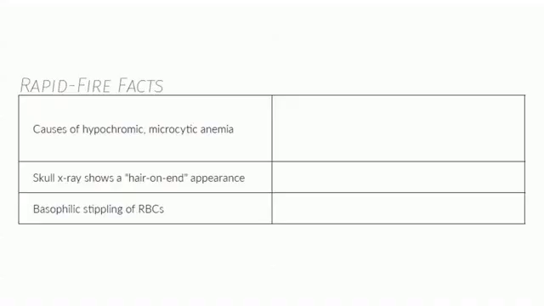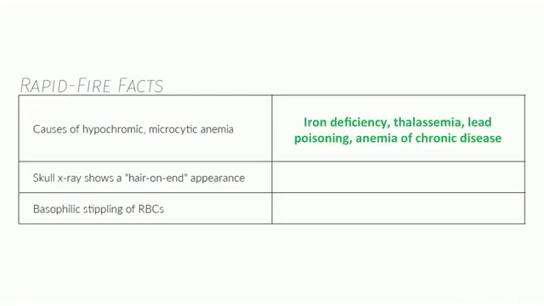We also have some rapid fire facts. The causes of hypochromic microcytic anemia mainly include iron deficiency, thalassemia, and lead poisoning, and sometimes anemia of chronic disease. Skull X-ray shows a hair-on-end appearance that would indicate marrow hyperplasia, typically from either beta thalassemia or sickle cell disease. And then basophilic stippling of red cells is typically seen with lead poisoning.